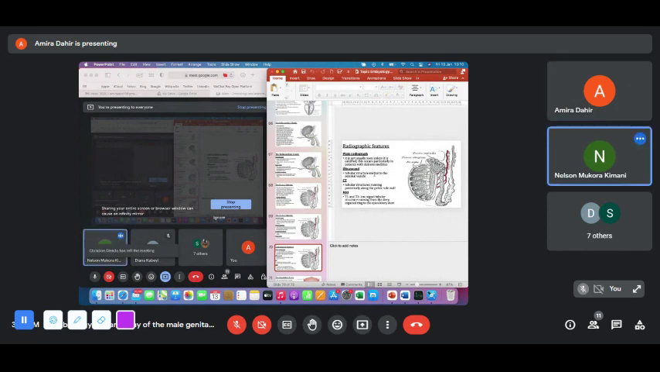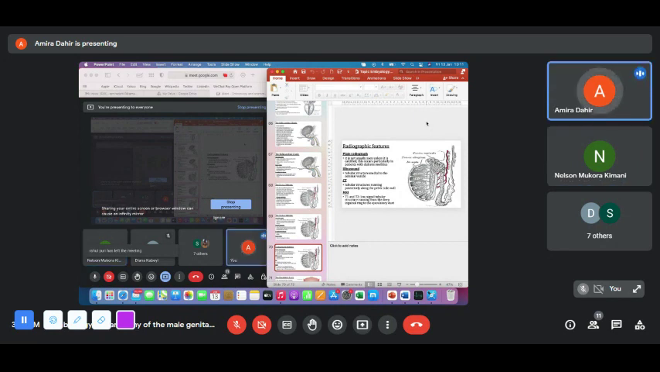Can we have additions to Dr. Any comments? Additions?